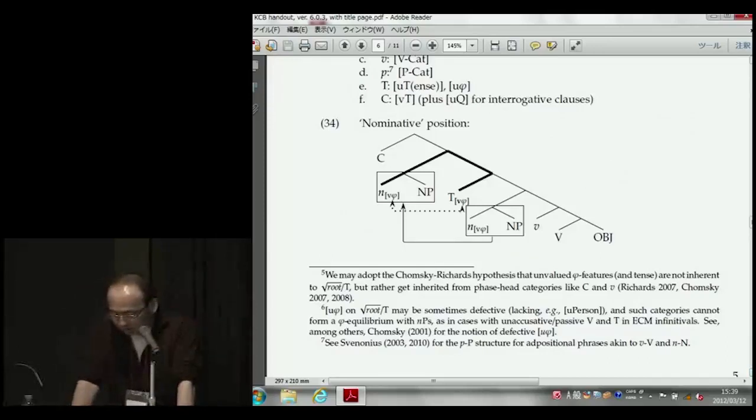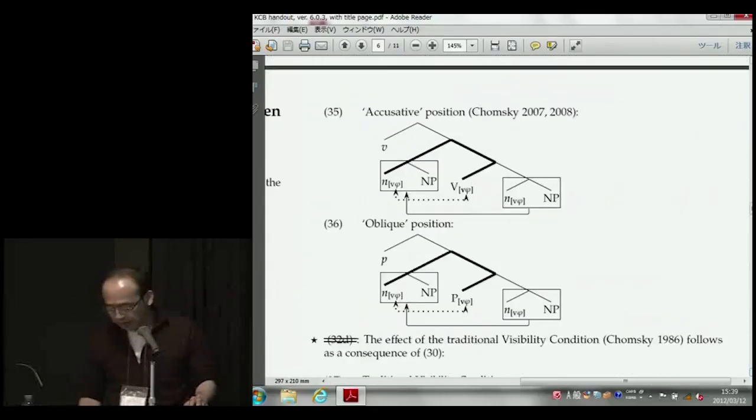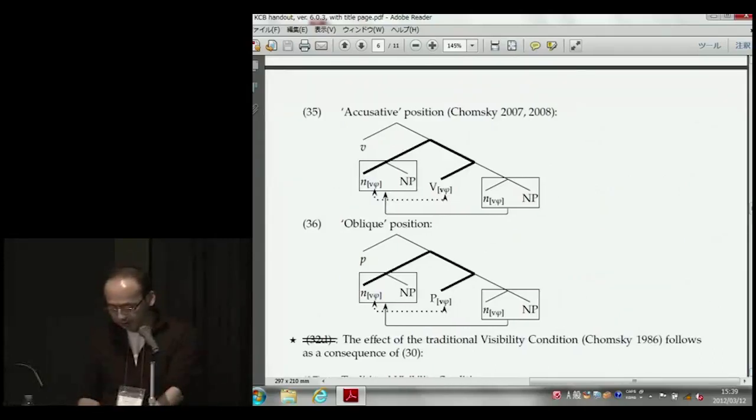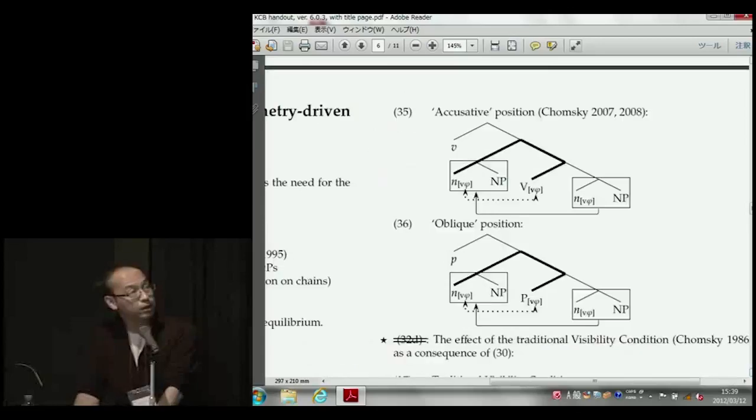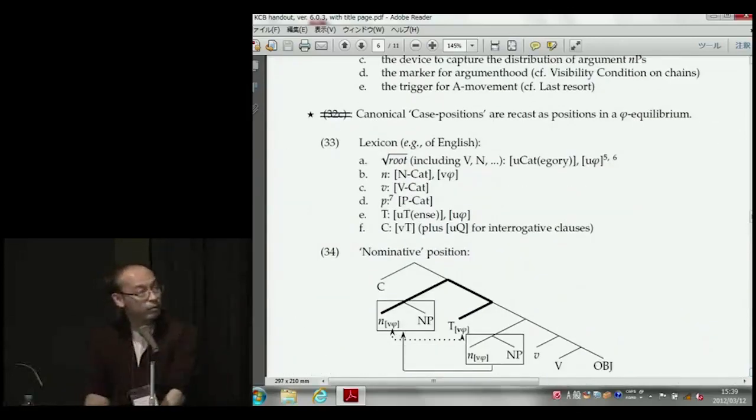Yes, 34. Okay, moreover, if we follow the hypothesis that the accusative case position is spec capital V, the same sort of analysis can be applied to accusative case checking as well, under the assumption that capital V is associated with unvalued phi features just like T, as shown in the proposed lexicon for English in 33. That's a kind of tentative proposed lexicon for English.